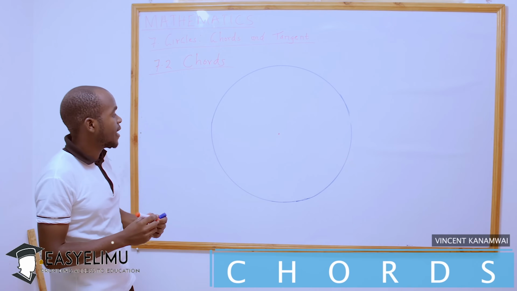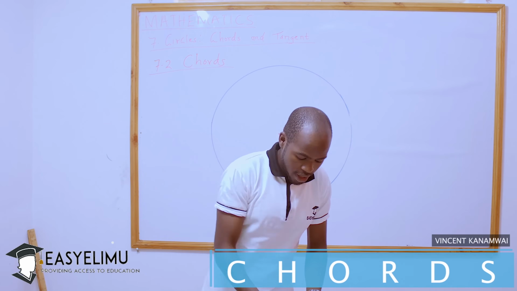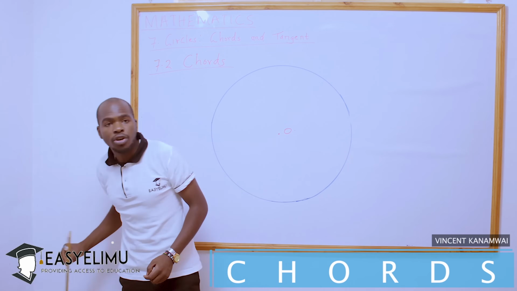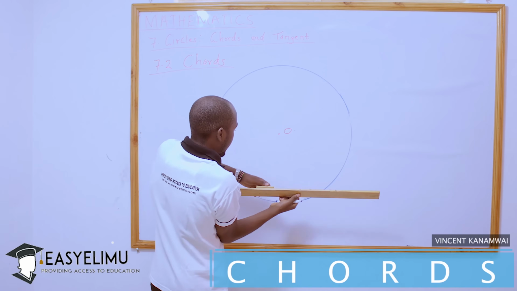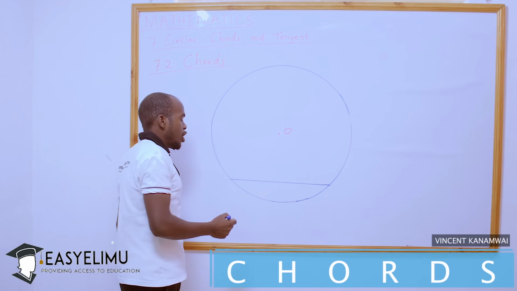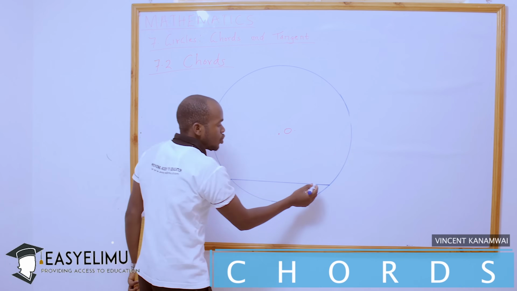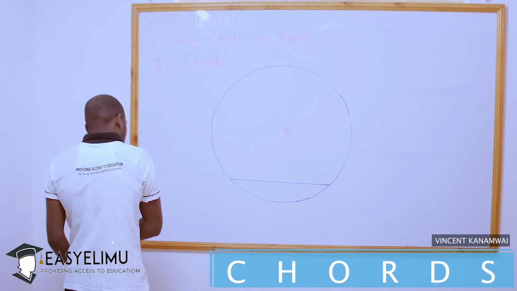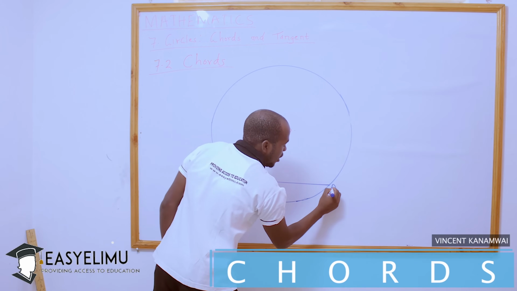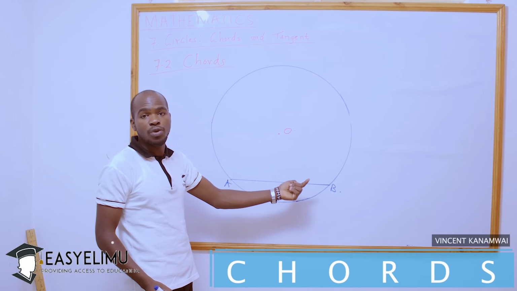This is the circle with the center here as O. If you have been told we have a chord, then you may find it here or in any direction. If you have a straight line here joining two points on the circumference, let's say this is point A and this is point B, then a straight line joining the two points is what we refer to as a chord.